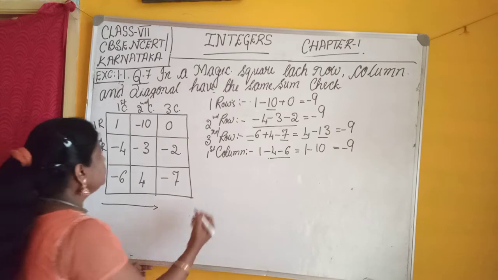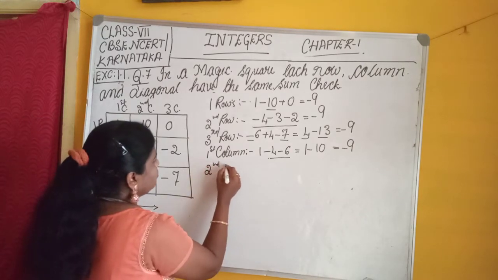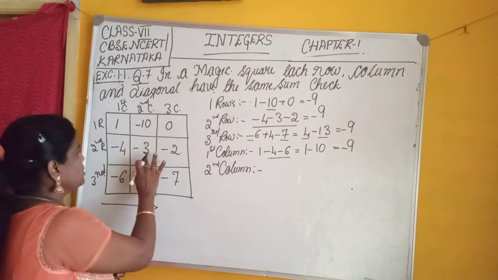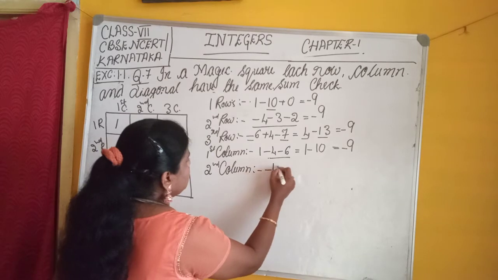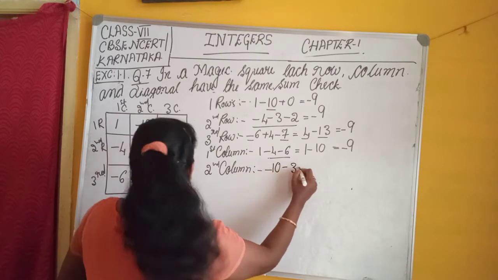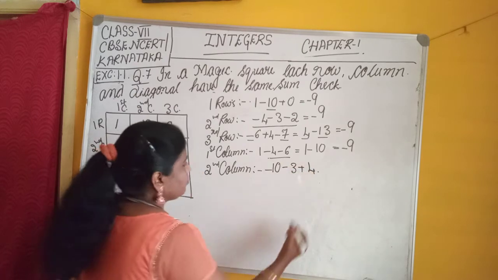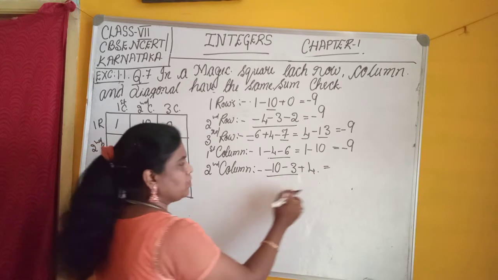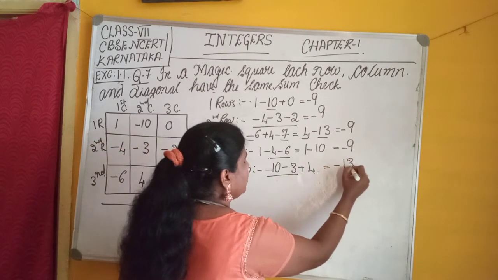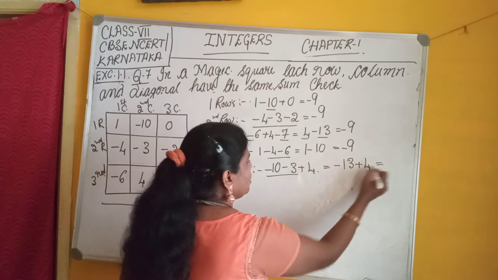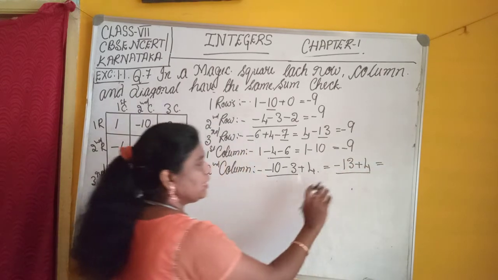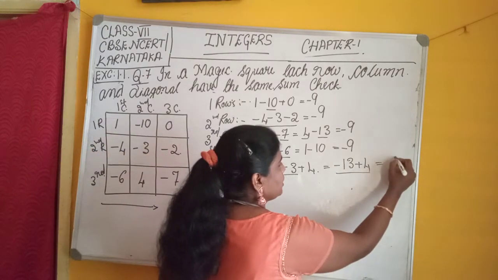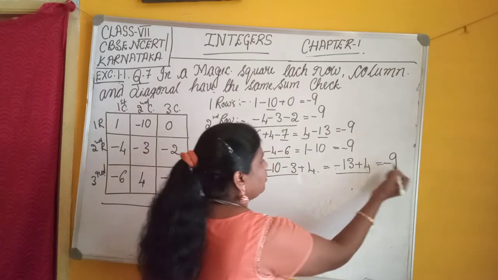In the second column, minus 10, minus 3, plus 4. We are adding these two. These two are like terms which have the same signs. That is equal to minus 13 plus 4. Here you have to find the difference, since one is negative and the other integer is positive. That is 9, and put the symbol of the greater number.